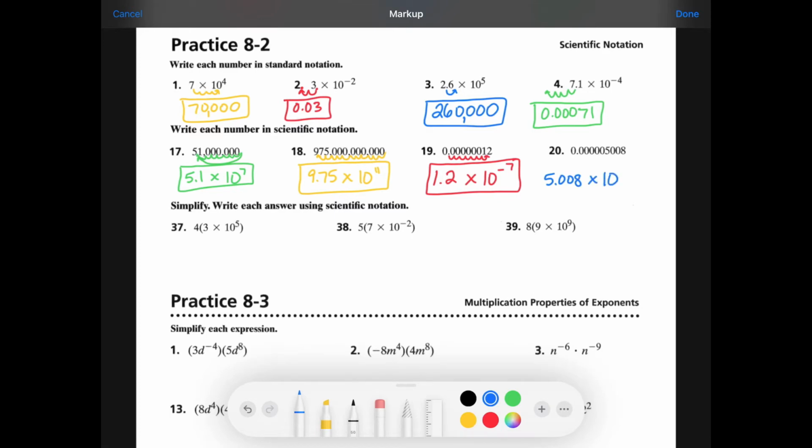5.008 times 10 to the negative. Count the places. 2, 3, 4, 5, 6.